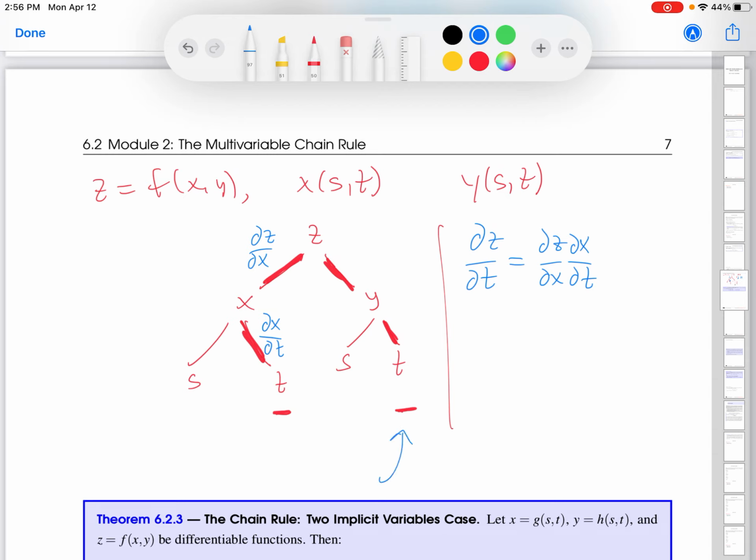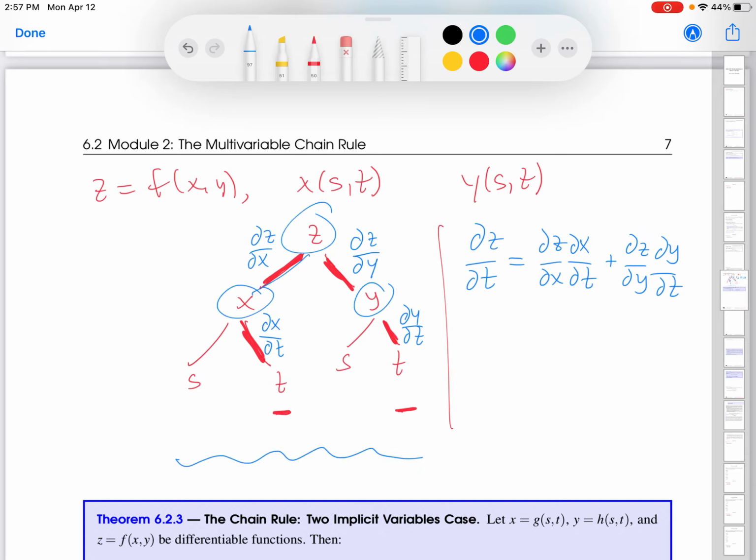And then now I have to follow this other path to do my analysis there. So to do that, I would start off over here and do dz dy, and then down here, partial y, partial t. So then that's the second term I have to add here. dz dy, dy dt. At this point, there are no other paths that lead to t, starting from z and passing through x and y. There's this one and there's that one. So there are no more terms here in the partial z, partial t expression.